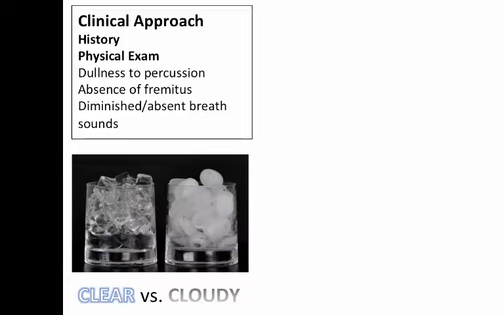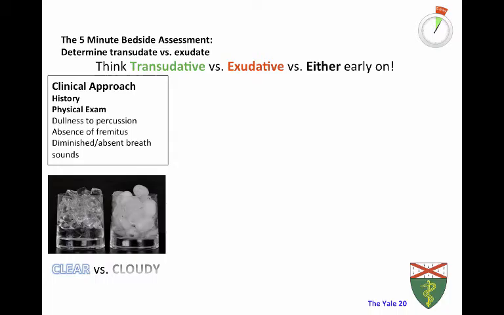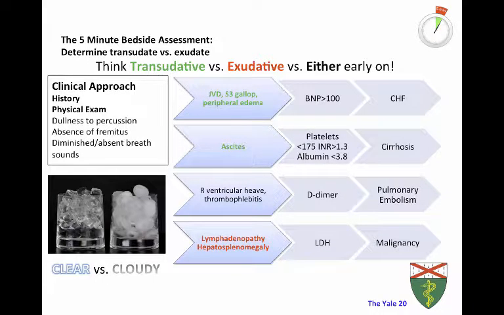Clear is when you have a transudative effusion, which is a little less severe, and then cloudy is something that's exudative, which is something that you might want to jump on a little more quickly. So this is just a flow chart giving you an idea of the possible differentials that you can have. The green is transudative, red is exudative, black for either.